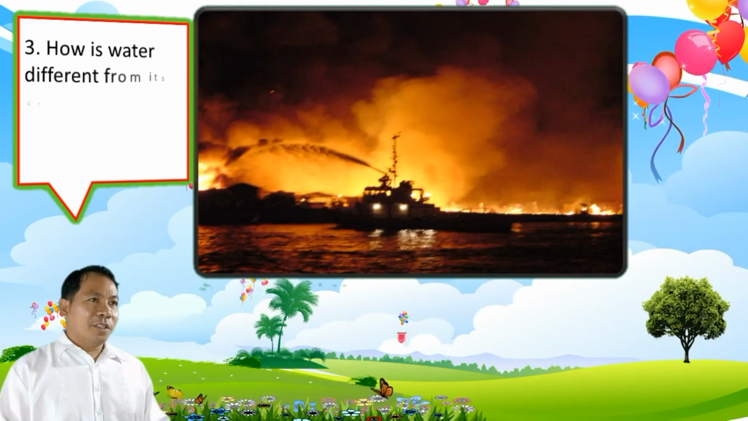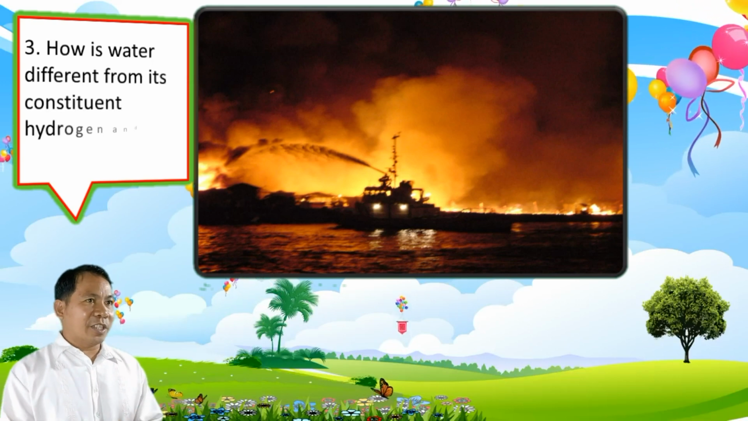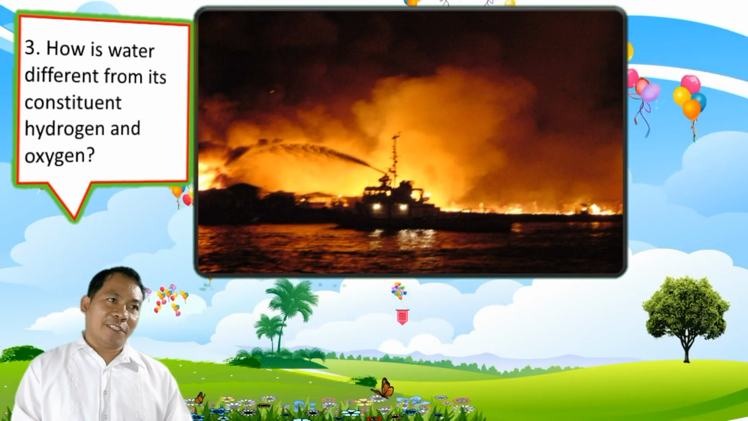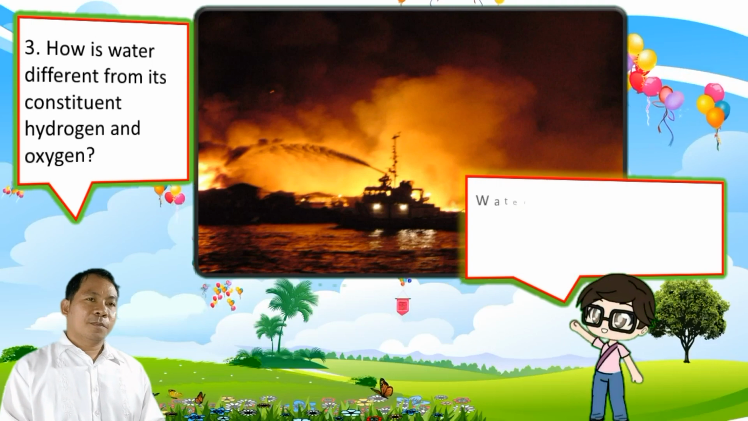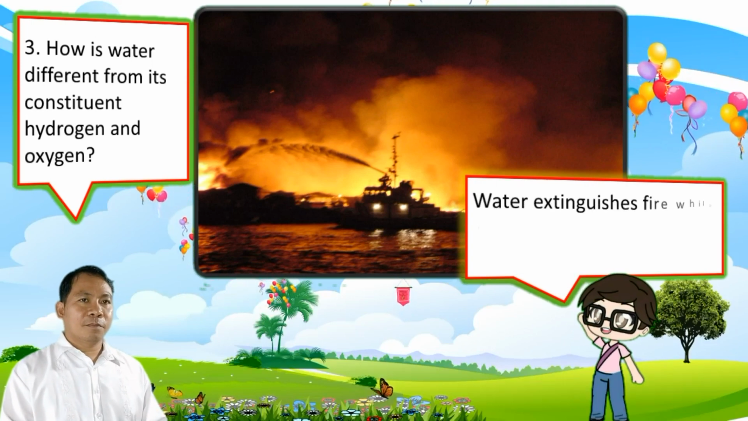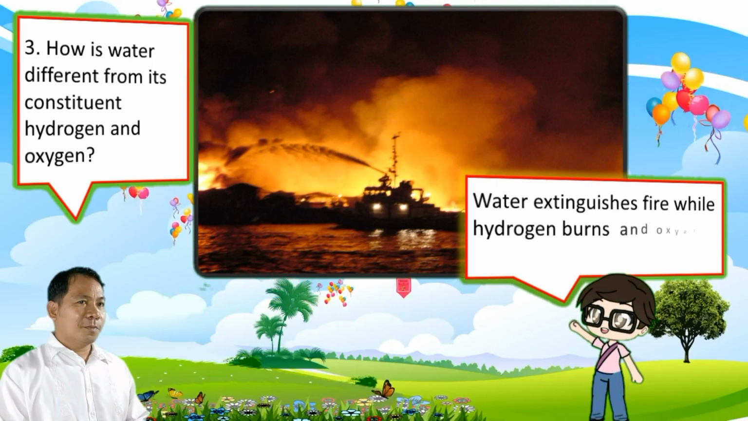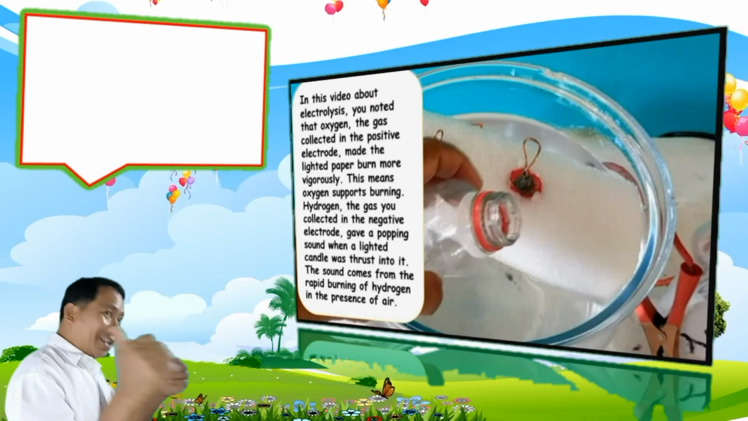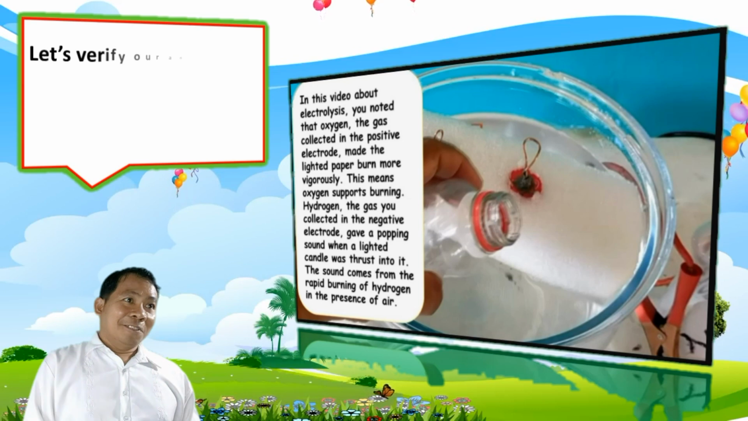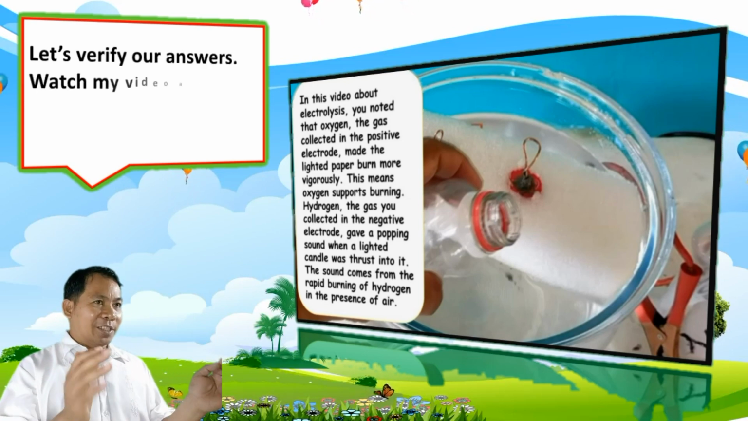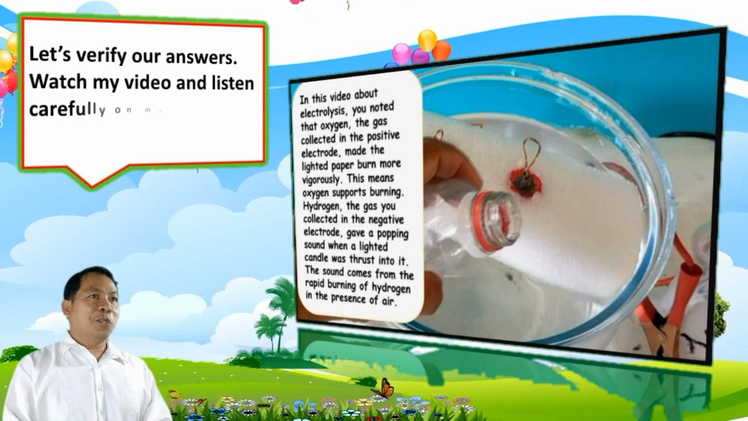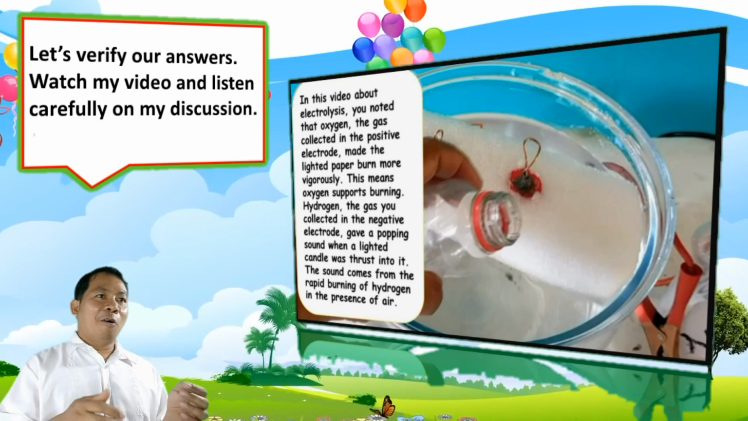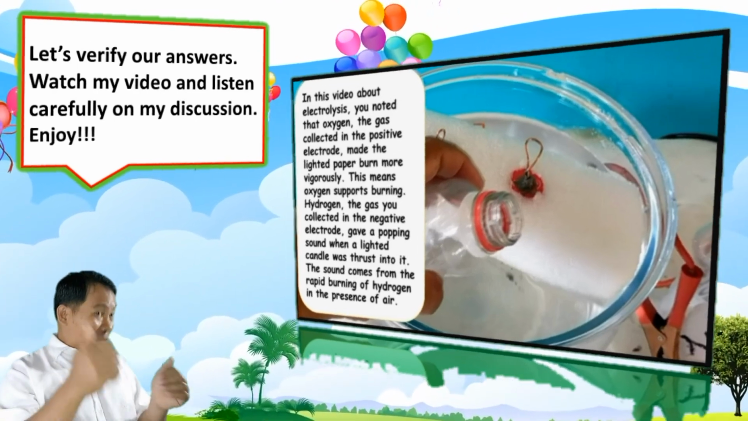How is water different from its constituent hydrogen and oxygen? Water extinguishes fire, while hydrogen burns and oxygen supports burning. Very good! You got it! Let's verify our answers. Watch my video and listen carefully to my discussion. Enjoy!